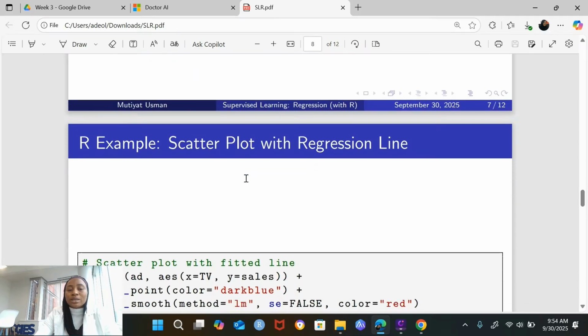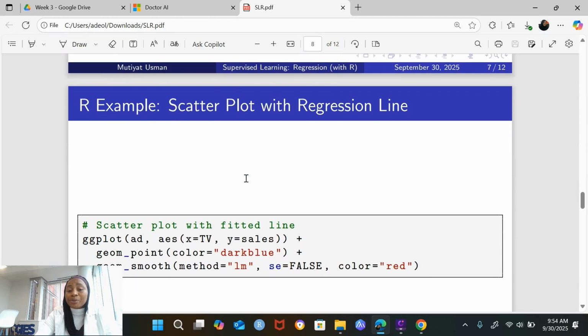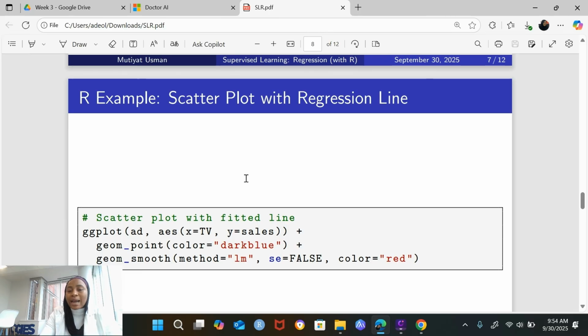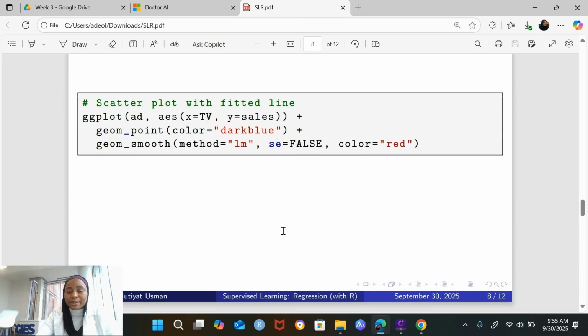The next thing is we can also visualize our regression line. We can show the scatter plot and add a regression line to show the line of best fit on the model. We are going to have another section talking about the coding. We are going to show the coding in R, run it, and then I will explain better.